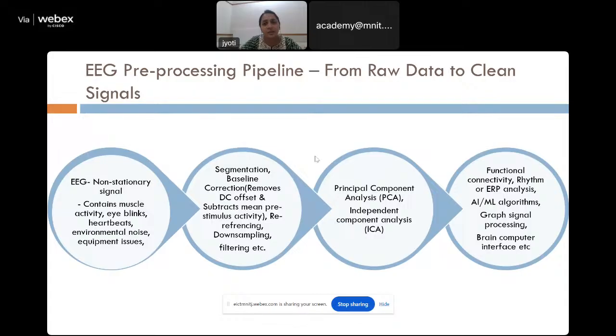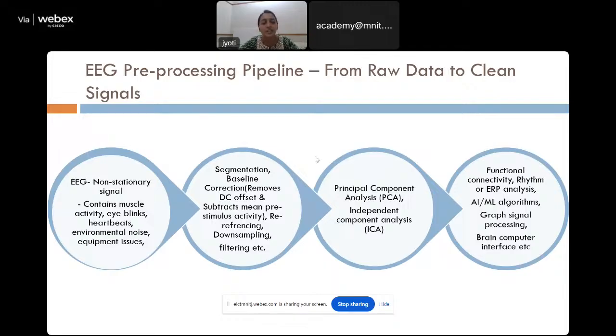Then re-referencing also. In EEG we have many sensors placed on our head, suppose 64 sensors. We take the average of all the electrode signals and remove that average from each electrode signal. If any outside noise has a similar impact on all the sensors, we can remove that kind of noise using re-referencing.